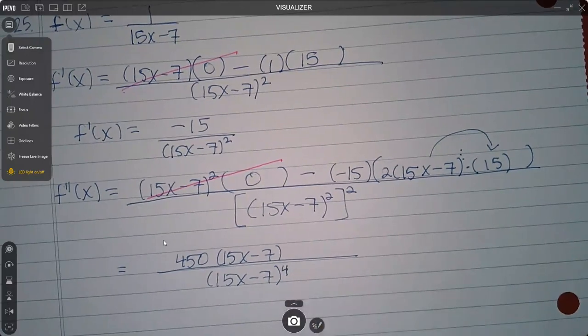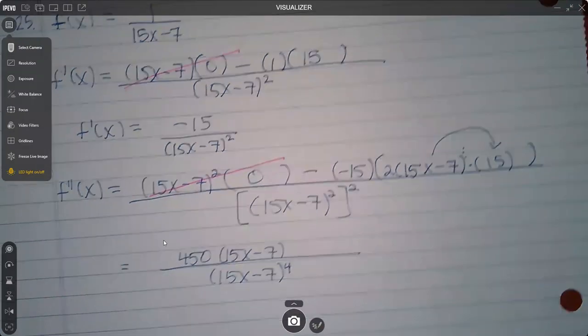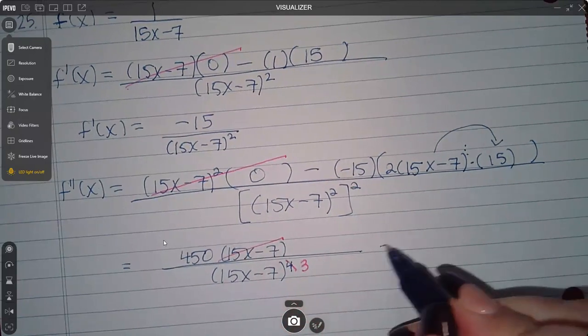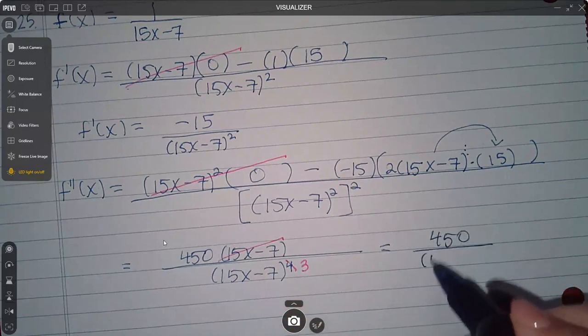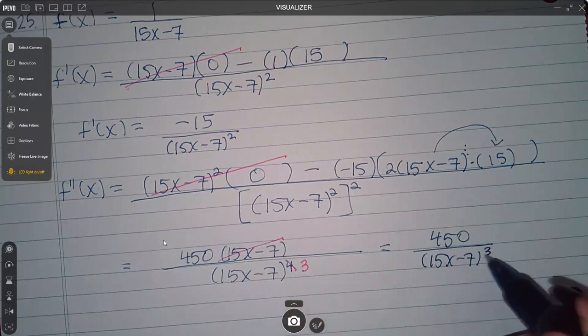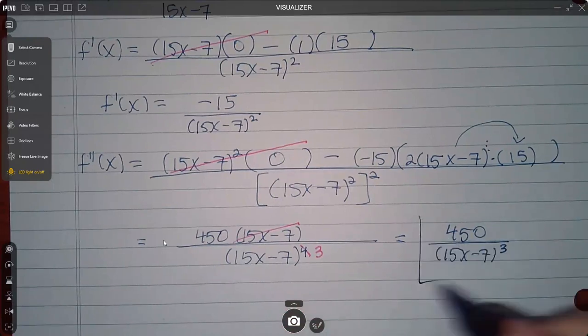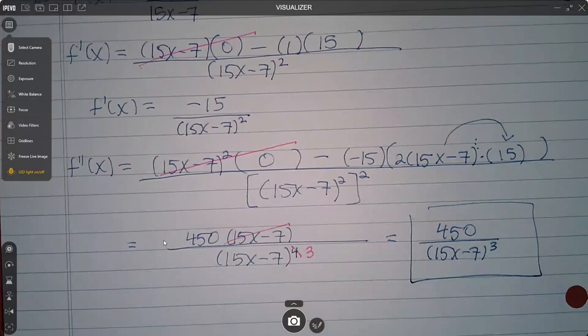Is anything going to simplify here, though? You've got one of these in the top, right? And you've got four of them in the bottom. One of them cancels with one of the fours. So this will wipe out one of these, leaving you with three. So you'll get 450 over 15x minus 7 cubed. That one's the second derivative.